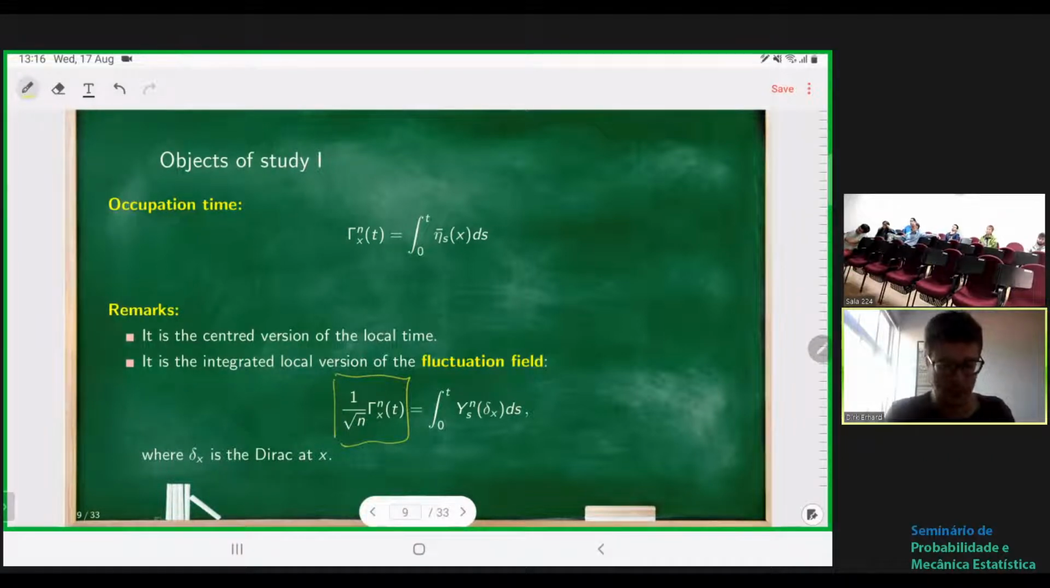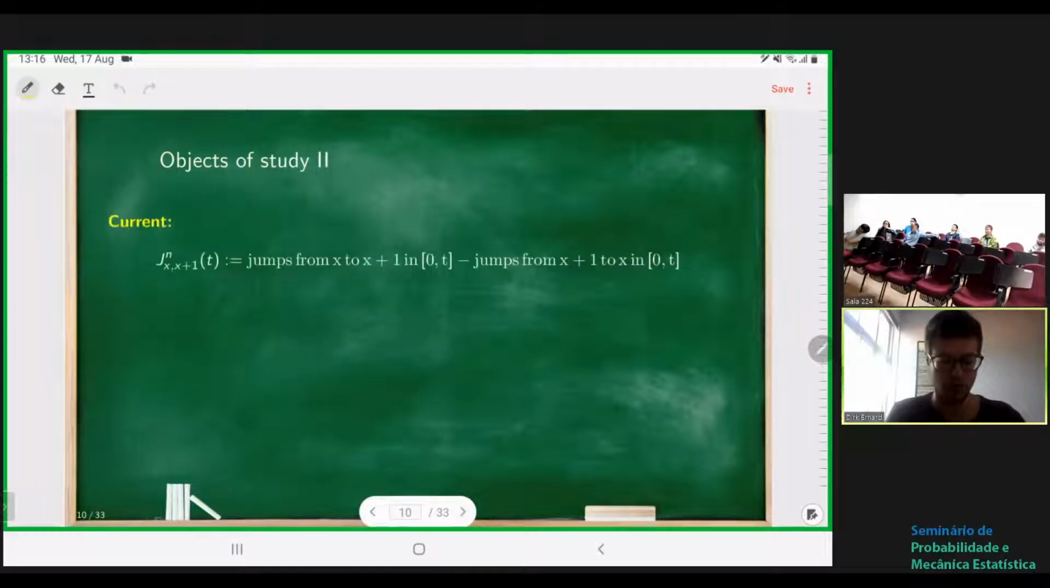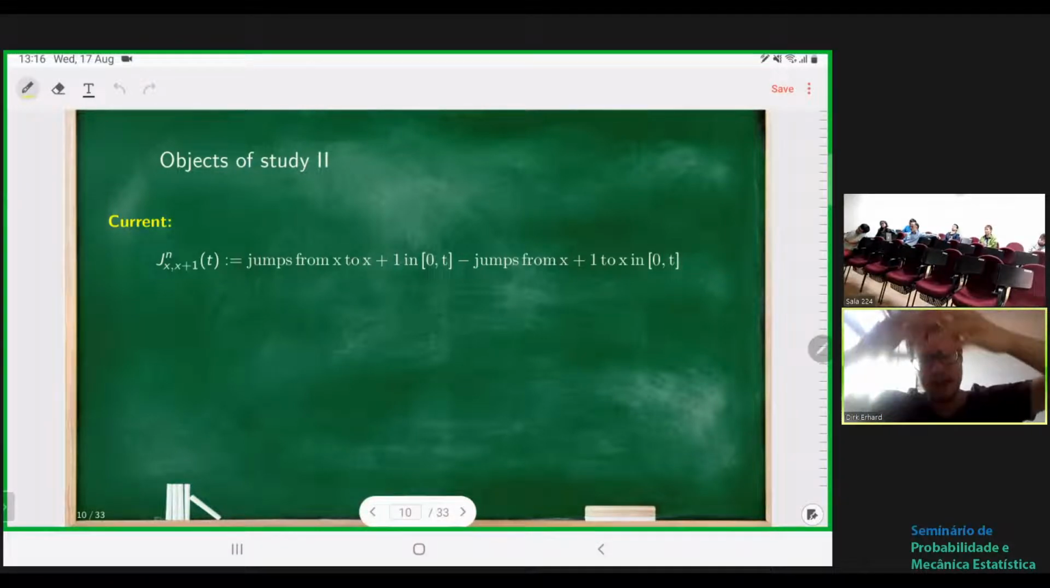So that's the first object of study, and the second object of study is what we call the current. So what is the current? You look at a certain bond or edge, x, x+1, and what you really do is you count up the number of particles that jump from x to x+1, and you subtract the number of particles that jump from x+1 to x. In other words, the current is nothing but the net flow of particles over the bond x, x+1.